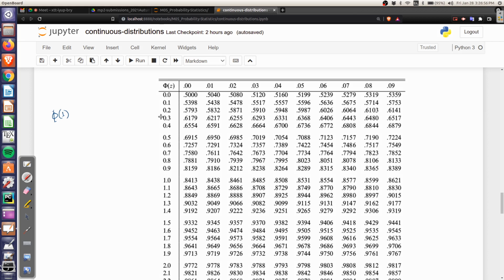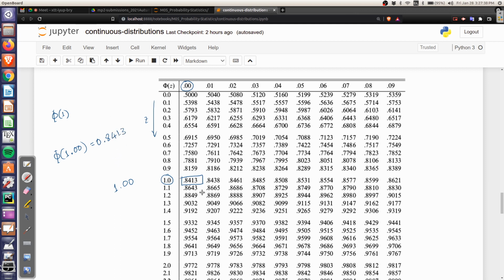You can see here z, these are the z values, and these are the decimal points. So we just look for 1 here. 1.0 is here, and then on the decimal side we have 0.00. What does this mean? If I add these two, 1.0 plus 0.00, I get 1.00. So phi of 1.00 is equal to 0.8413. This is the value.